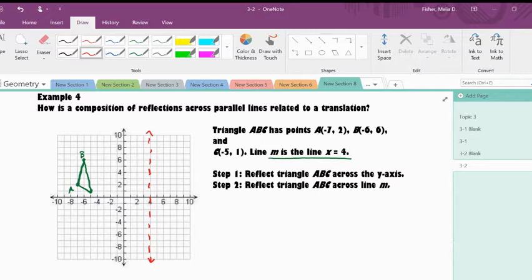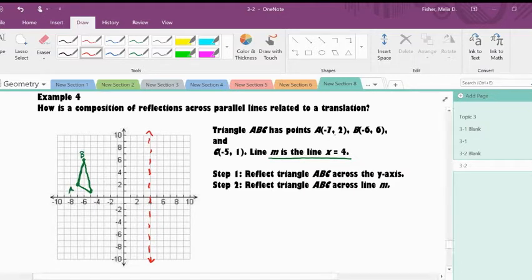The first thing we want to do is reflect triangle ABC across the y-axis. So we're going to reflect it across the y-axis. If you recall, the rule for reflecting across the y-axis was back on, I believe it was page 5 of your packet. And reflecting across the y-axis, we switched the sign of the x value. That's all we did, right?